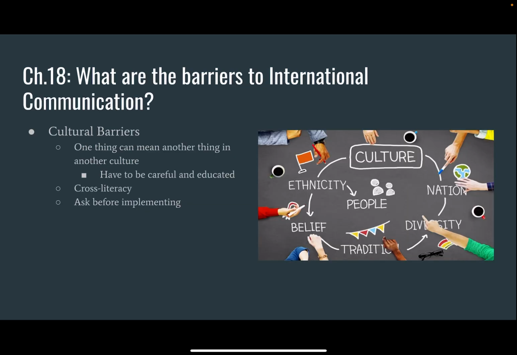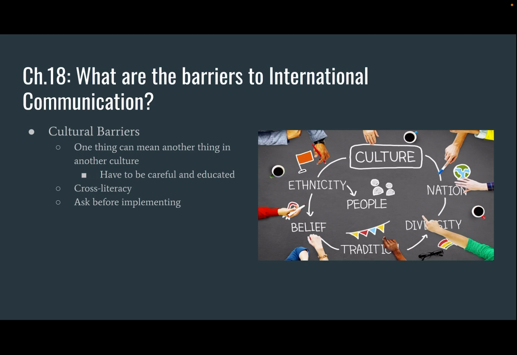So next, for Chapter 18, we'll be discussing what the barriers to international communication are. One of the biggest things will be cultural barriers. In cultural barriers, one thing in one culture can mean a vastly different thing in another. So we need to be careful and be educated through things like cross-literacy, which is being able to understand other people's culture or language.